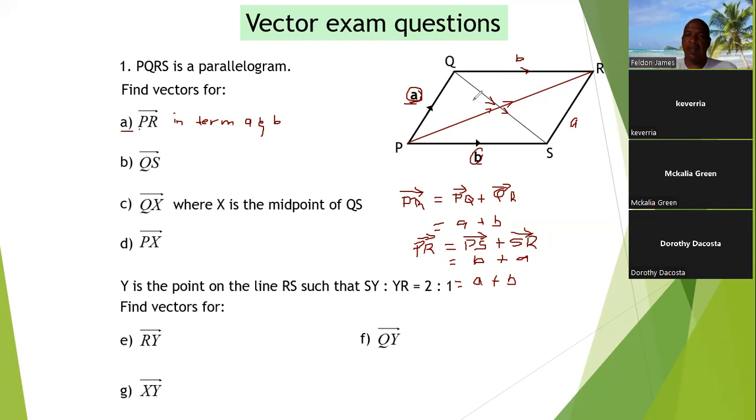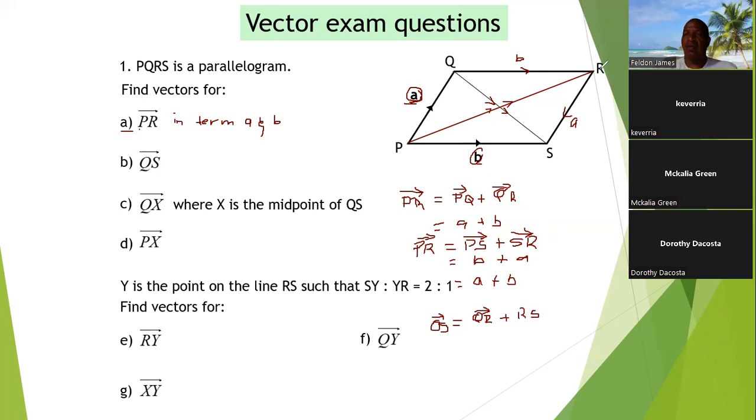QR plus RS. Right, so you can go from Q to R and then from R to S. Now, when you're doing the pathway, make sure you put an arrow based on the direction you're going. You're going from Q to R and then R to S. All right, so QS is equal to QR plus RS.